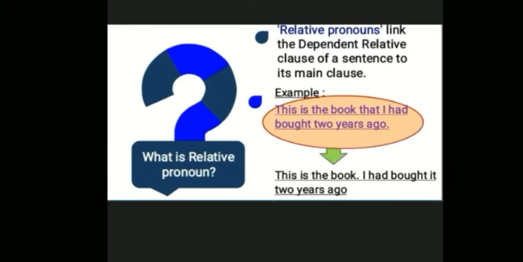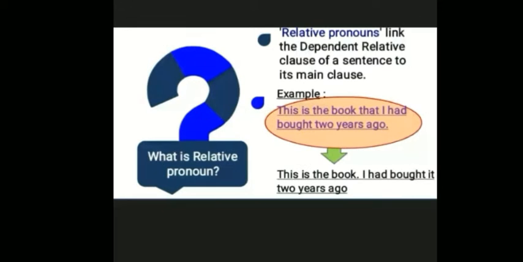Now we will discuss about the relative pronoun. This type of pronouns are also called linking pronouns. Actually, they link the dependent relative clause of a sentence to its main clause. For example, this is the book that I had bought 2 years ago. Here in the example, that is used to join two statements, this is the book and I had bought it 2 years ago.